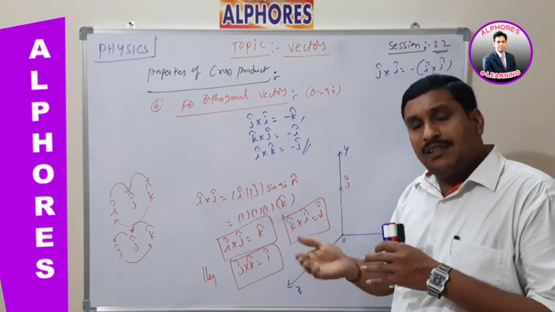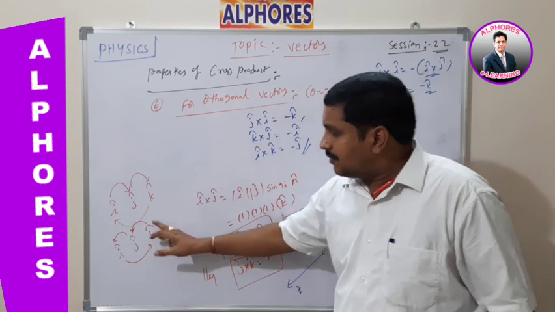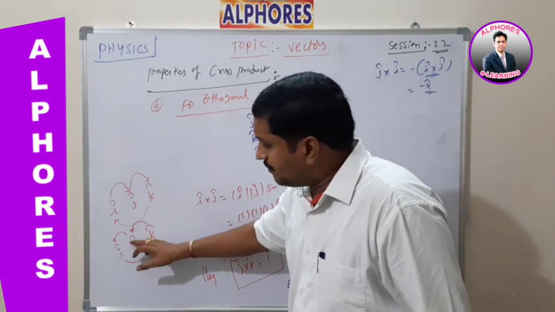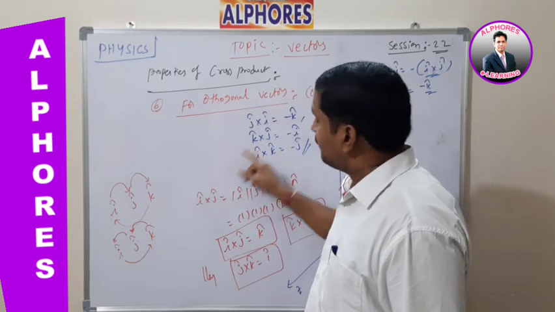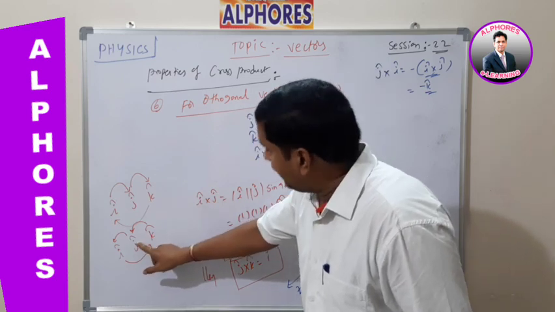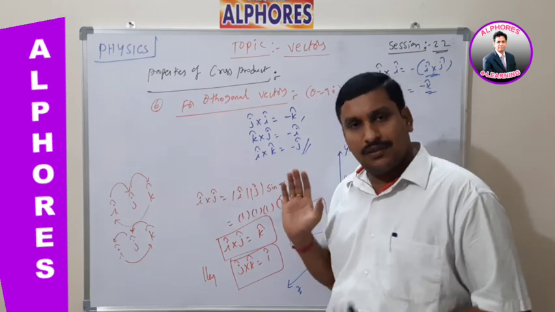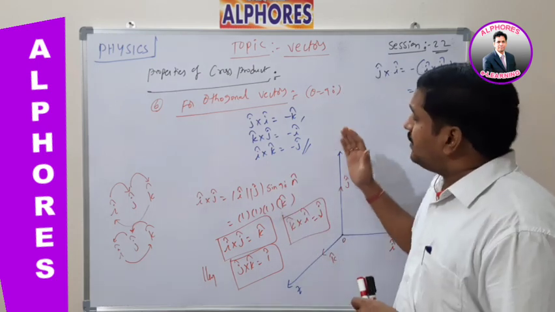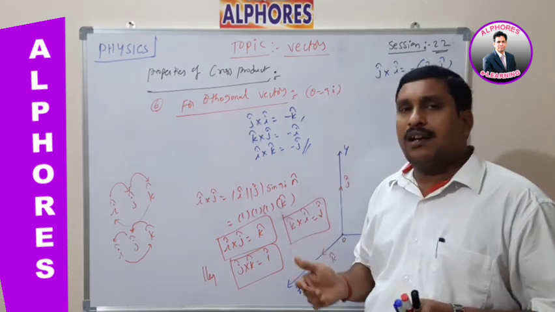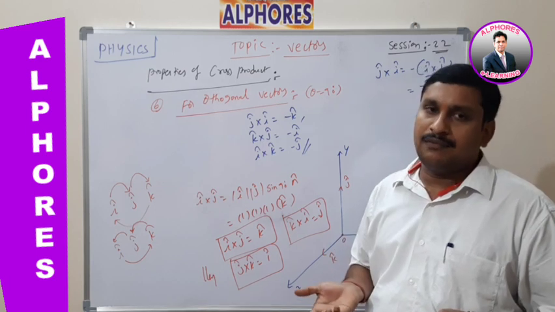Suppose this is taken in the anti-clockwise sense. That means here is clockwise sense, and this is anti-clockwise sense. It means j cap cross i cap is minus k cap. Again, k cap cross j cap is minus i cap. Again, i cap cross k cap is minus j cap. So this is the method. Okay. So by using this, I have to find the cross product of two arbitrary, two different vectors.